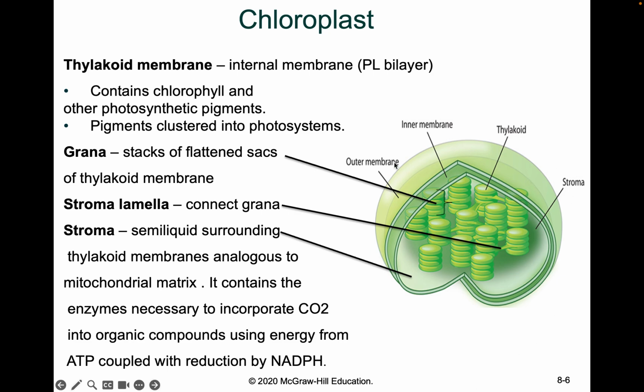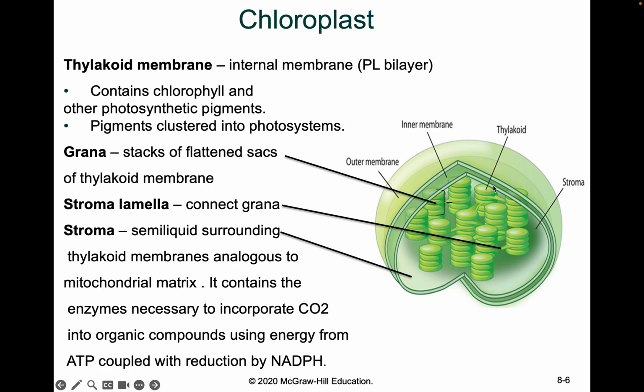We know that the chloroplast, very similar to the mitochondria, has two membranes. You have the outer membrane and then the inner membrane. Inside the inner membrane, you have something called the stroma. The stroma is the semi-liquid surrounding everything here, and it contains all the enzymes necessary to incorporate carbon dioxide into organic compounds using energy from ATP. So you can say that carbon fixation occurs in the stroma, because that's where all the enzymes are. The stroma is literally the equivalent of the matrix of the mitochondria.